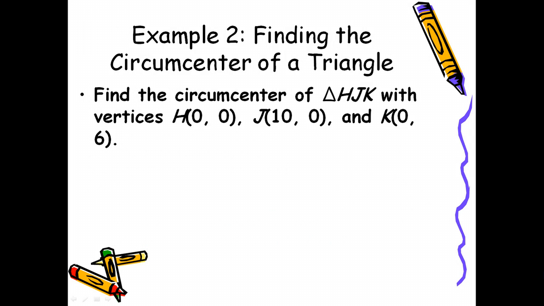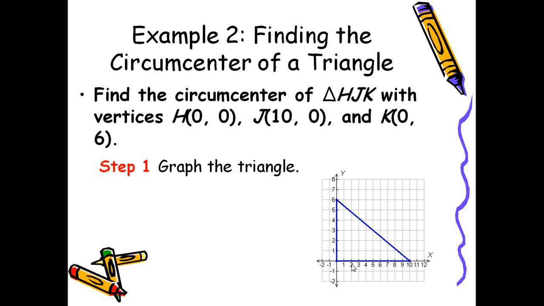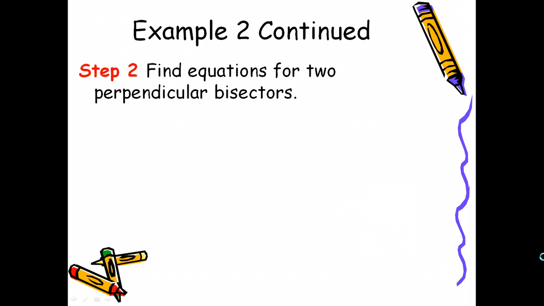Let's look at another example. We want to find the circumcenter of a triangle. Find the circumcenter of triangle HJK with vertices H(0, 0), J(10, 0), and K(0, 6). Step 1 will be to graph the triangle. So here we have our triangle graphed. This would be H, this would be K, and this is J. Step 2, we want to find equations for two perpendicular bisectors.